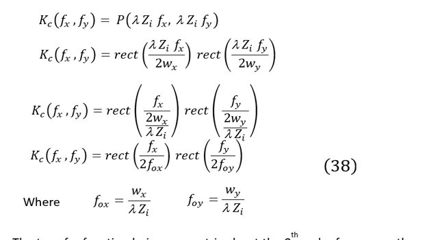The other terms in the denominator can be labeled as the cutoff frequencies, that is 2f0x and 2f0y respectively, as in the last step of equation number 38, where f0x, the cutoff frequency along the x direction, is wx over lambda zi, and f0y is the cutoff frequency along the y axis, which is wy over lambda zi.